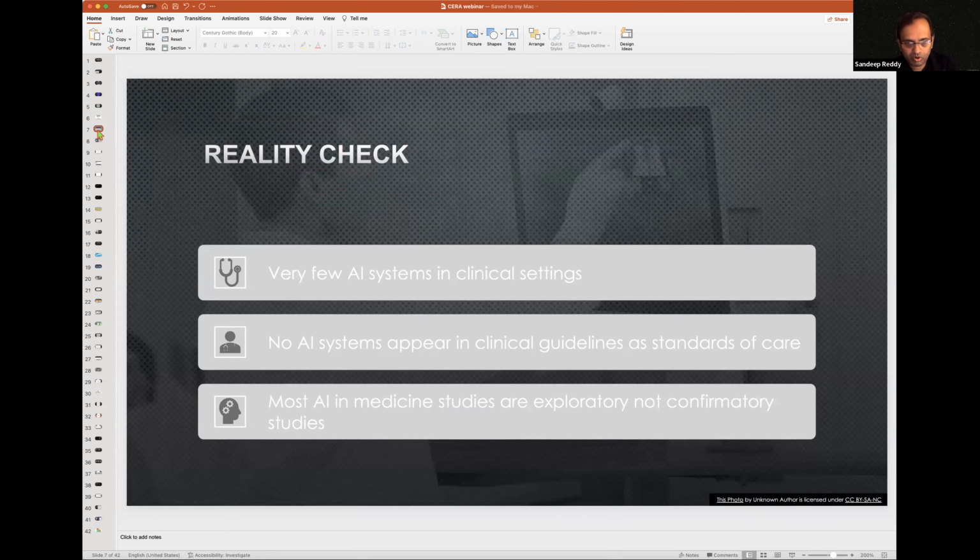Now that we have the application of artificial intelligence in healthcare under way, we now need to do a reality check on where we are now. Indeed, when we look at the AI in healthcare landscape, there are very few AI systems in clinical settings.